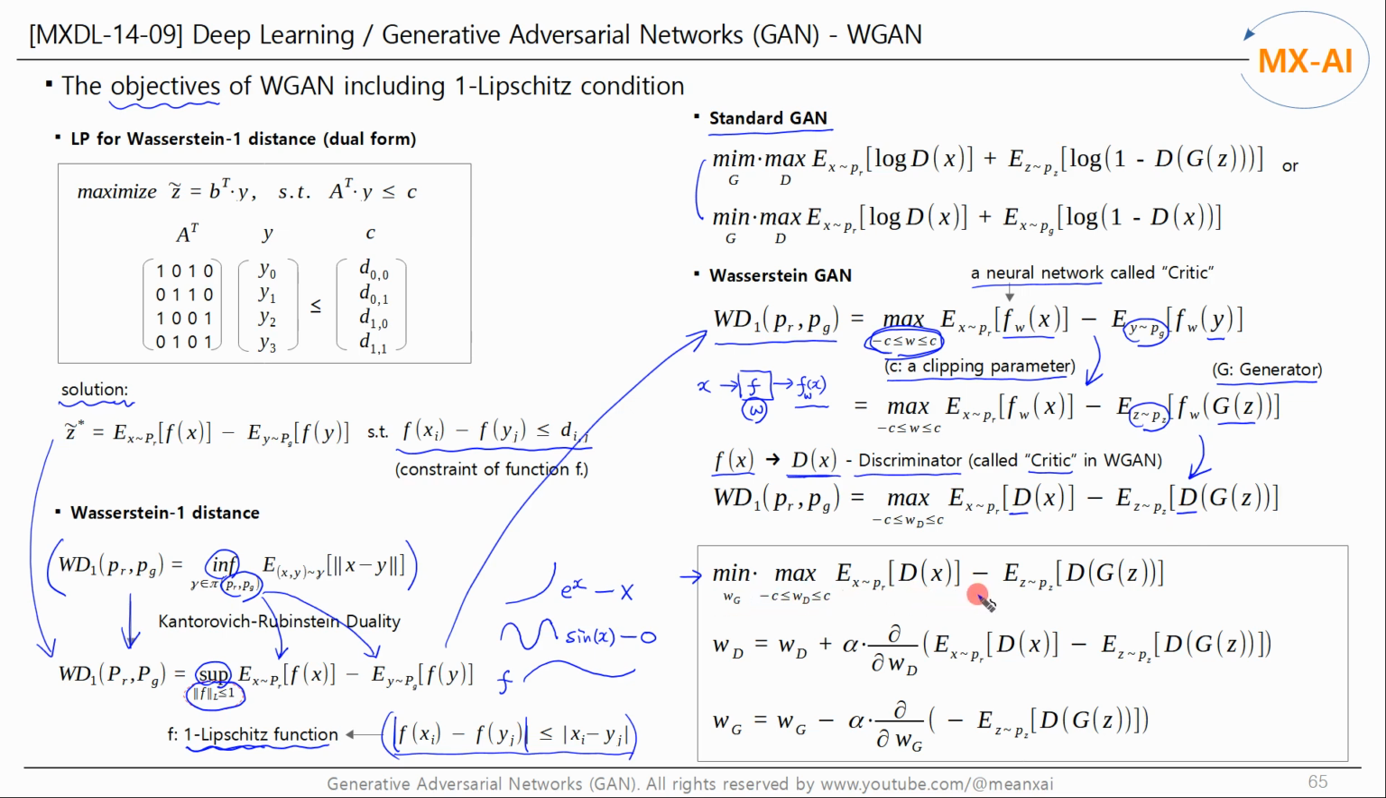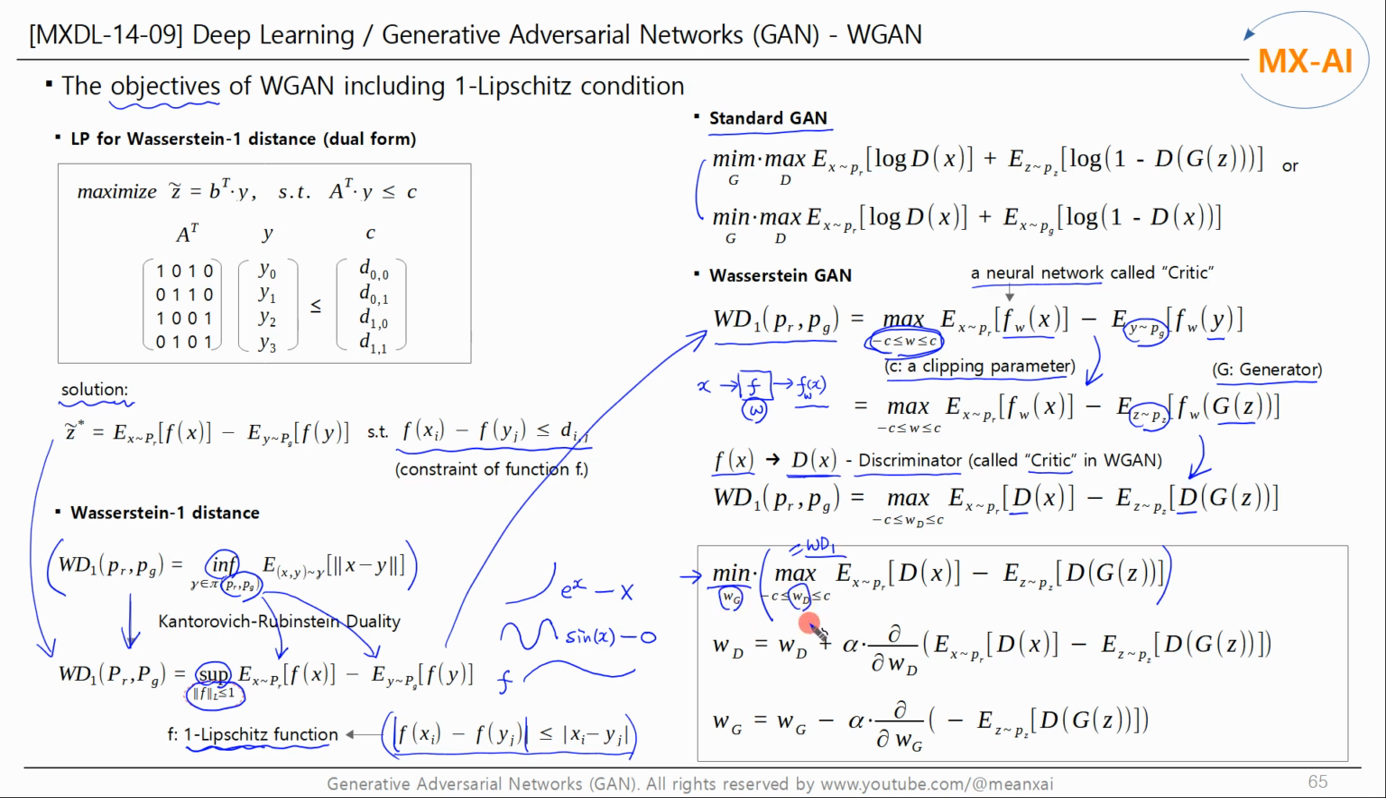The objective function for training WGAN can be written as follows. The discriminator is trained to estimate the Wasserstein 1 distance, and the generator is trained to minimize the distance. That is, the Wasserstein 1 distance between the PR and PG is shortened by the generator. Then PG becomes similar to PR.